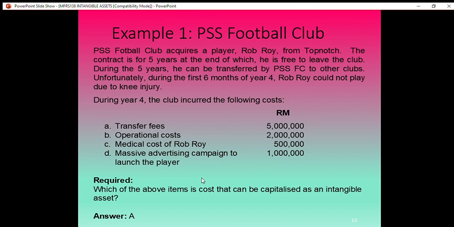The question for this example is, which of the above items is a cost that can be capitalized, or included in the initial cost of an intangible asset? The answer is A, the transfer fees amounting to 5 million. Why? Because the transfer fee is the cost incurred directly to acquire the football player. Other costs such as operational costs, medical costs, and advertising campaign are not directly incurred in acquiring the football player. So they cannot be capitalized but have to be expensed off in the SOPOL.